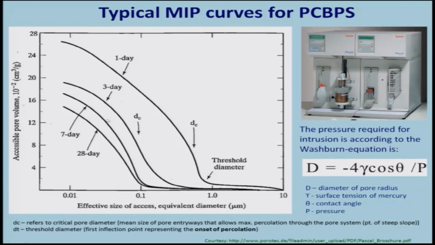So if you have a closer view at this figure, what you will notice is that you have 4 different samples. One is the 1 day cured sample, the other one is 3 day cured, the other one is 7 day and 28 day. Let us first take the 1 day cured sample, and you get a typical trend where the accessible pore volume decreases from the larger size to the smaller size. Okay. So, this curve has to be understood from a different sense.